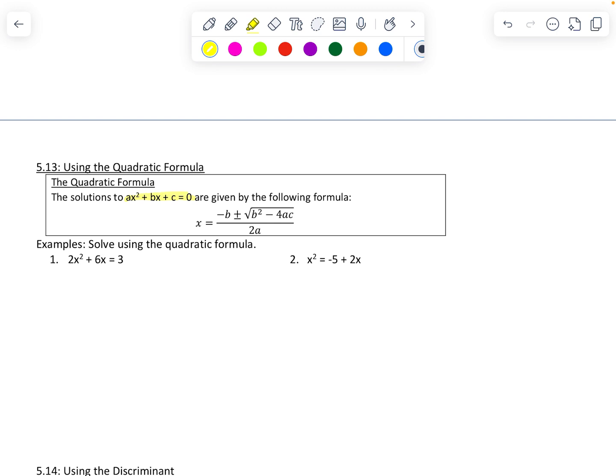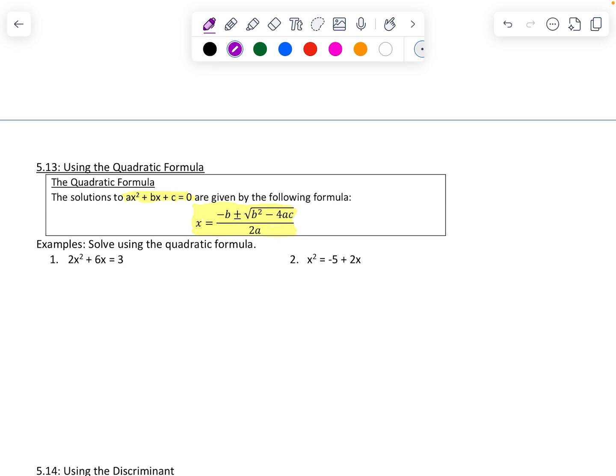We have this function, ax squared plus bx plus c. That is the standard form of a quadratic equation. If you take that equation and you use completing the square on it, you will get the quadratic formula, which we have right here. If you are really curious as to where it came from, there's a lot of videos on that, or you can ask me and I can show you. But that's where it came from. It's actually using completing the square with that standard form equation.